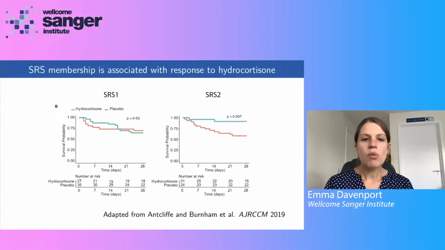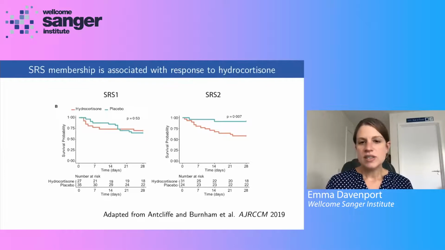If we then look at what happens when we focus on the patients that were then given the hydrocortisone, on the left-hand side, you can see there's very little difference in survival between the placebo and the hydrocortisone for the SRS2 group. But on the right side, you can see that there is a difference dependent on whether or not the individual was given the drug.